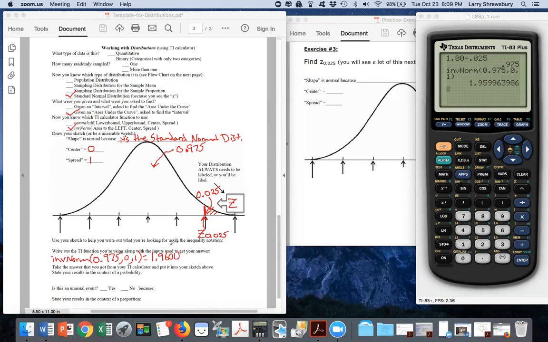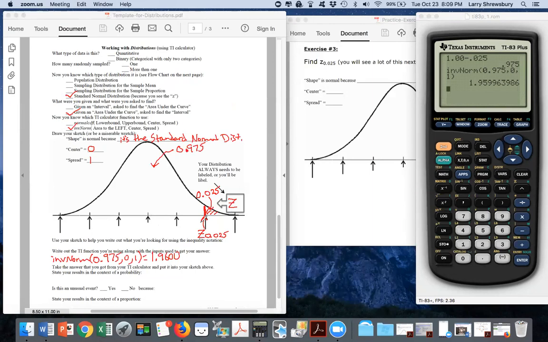Now what this is telling you is that if I go 1.9600 standard deviations above the mean, only 2.5% of the distribution will be larger than it. And this is true for any normal distribution, whether it's a population distribution or a sampling distribution. Of course, if it's a sampling distribution, I'd be saying 1.9600 standard errors instead of deviations.